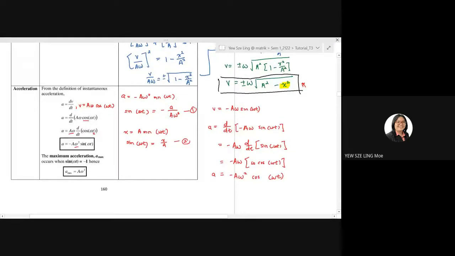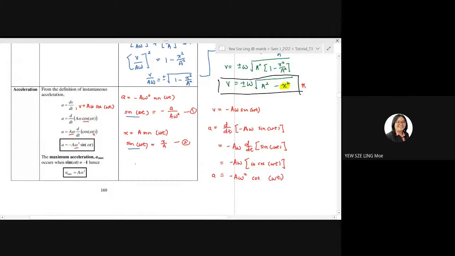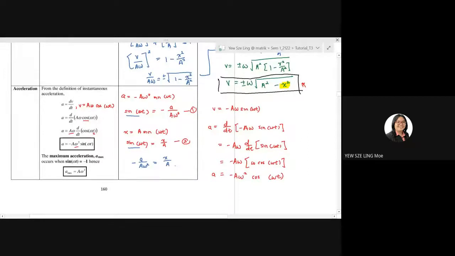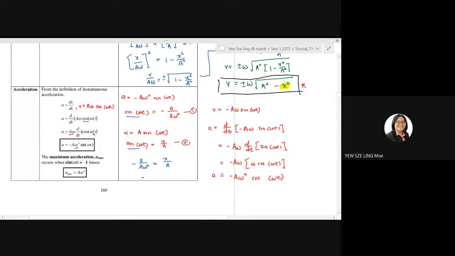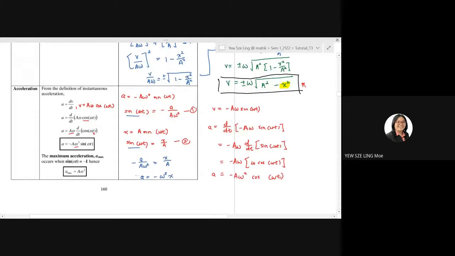Okay, so if you look at both of them, equations 1 and equations 2, both of them have sine omega t. So basically you can just equate them. So negative a over a omega square is equal to x over a. Rearranging the equations, you have a equals negative omega square x. So this is basically the definition that we have seen in the lecture notes, where in simple harmonic motion, a is always proportional to x, and most often we use a equals negative omega square x.